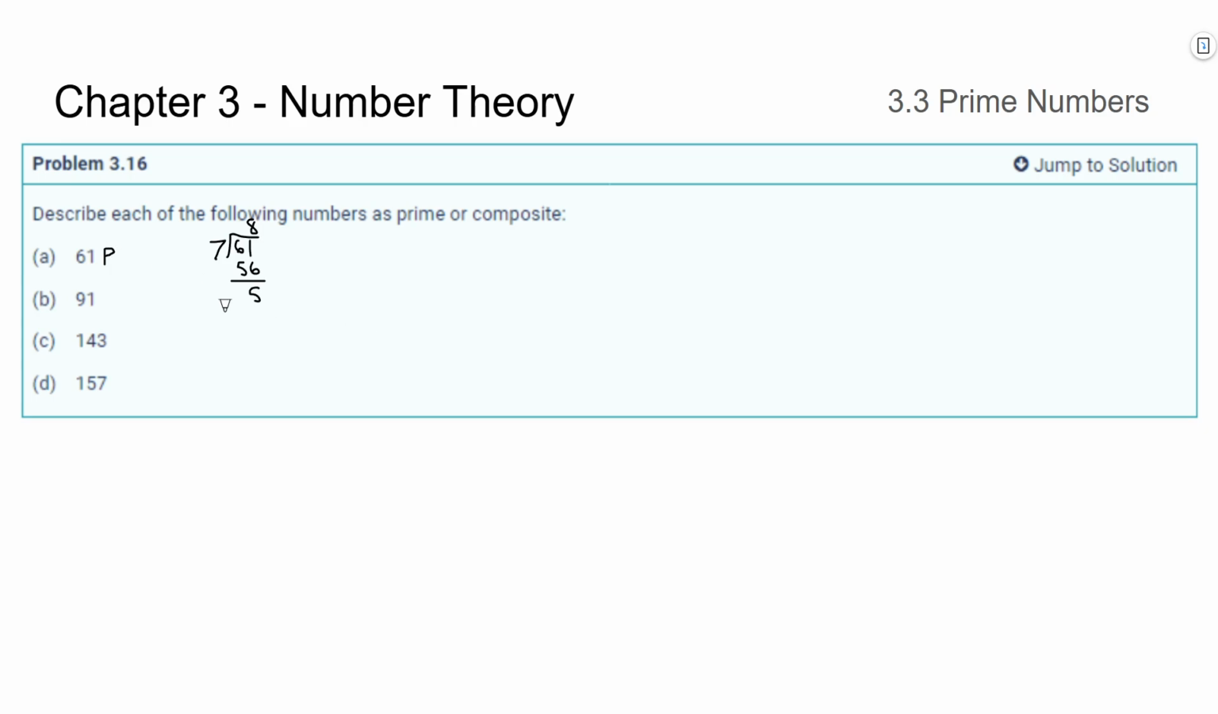Okay, how about 91? So 2 is not going to work. 3, 9 plus 1 is 10. It's not a multiple of 3 or 9, so we can rule those two out. 4, no. 5, no. 6, no. 7, let's divide again. So 91 divided by 7. Well, we can go into 91 at least 10 times. Start there. That will give us 70. 21 is left over. And there we go. 21 is a multiple of 7. 10 plus 3. So that'd be 13 times 7 would end up being 91. So this would be a composite because 13 times 7 would be 91.